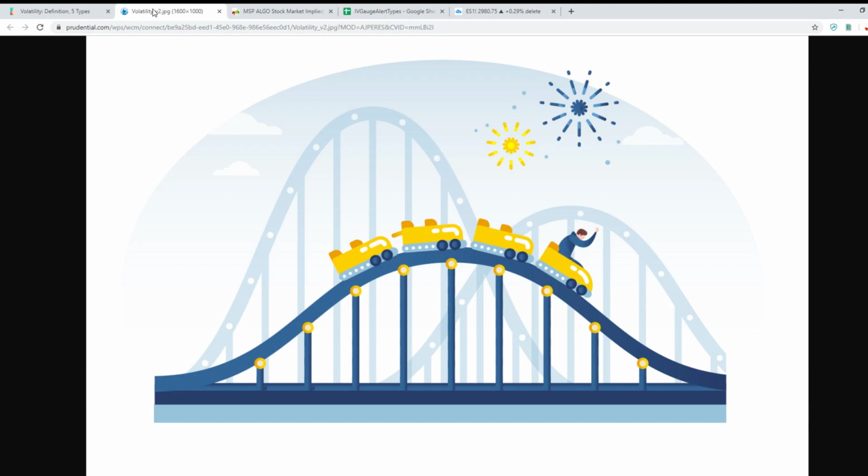So volatility is like a roller coaster. One minute you think the stock's going up, and then the next minute it's going back down. Like you're going up on a roller coaster, seems like it's finally going to break out and reach some sort of level, and then it's dropping like a rock.